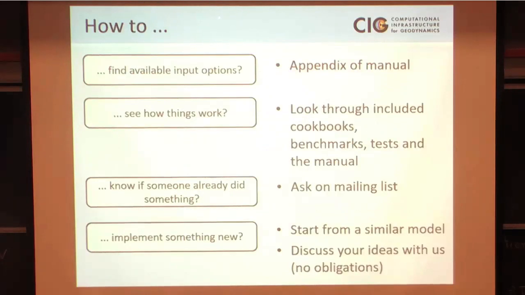If you want to play around further with ASPECT, you can find all of the available options for the input file in our manual. We also have a lot of example models of different types, thermal convection, subduction, rifting, in the folder called cookbooks. And they are also explained in the manual. We have a mailing list where you can ask questions if you want to do something new, and also discuss ideas that you want to implement with us first, because it's easier to point you to the place where you have to change something.